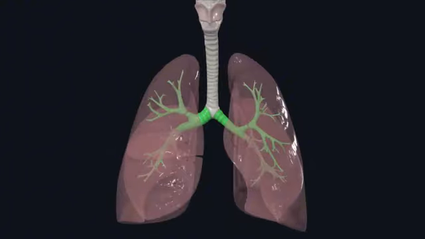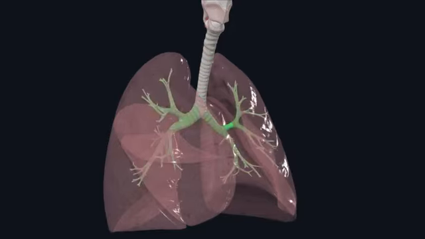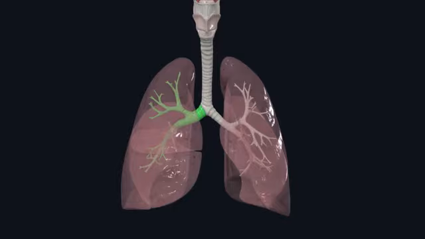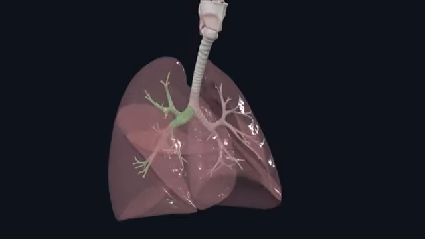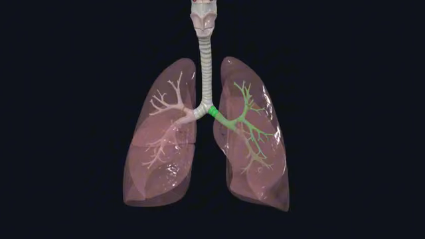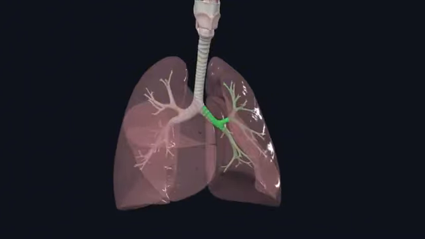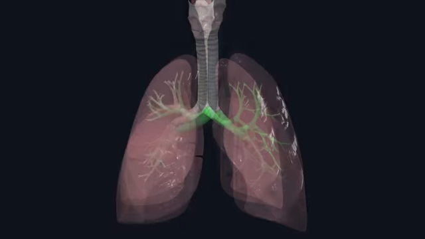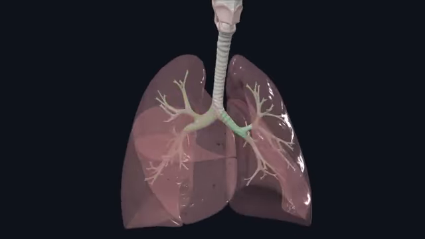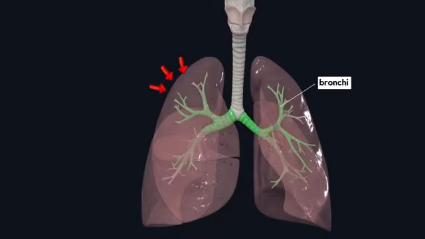After entering their respective lungs, both primary bronchi divide into even smaller branches. In the right lung, it divides into 3 branches. Because the right lung has 3 lobes, these branches are called lobar bronchi or secondary bronchi. In the left lung, it divides into 2 branches because the left lung has only 2 lobes. These secondary bronchi then divide further to form segmental bronchi, also known as tertiary bronchi.